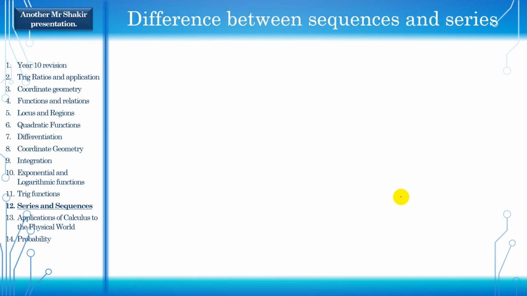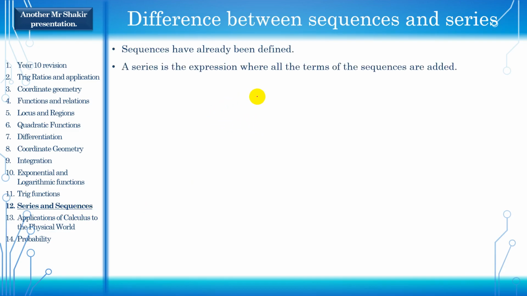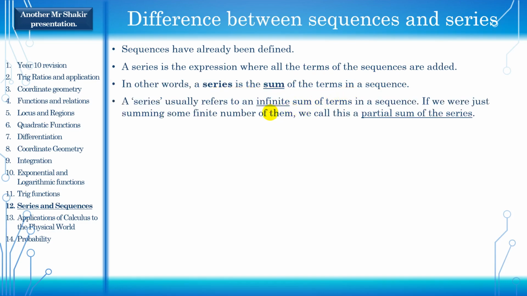Now, what is the difference between sequences and series? I mean, this topic is called series and sequences, right? As you can see here, series and sequences. So, what's the difference between a series and a sequence? Well, we already know what sequences are, we just did it. A series is basically if you add all the terms of the sequences together. That's all it is. So, a series is a sum of the terms in a sequence.